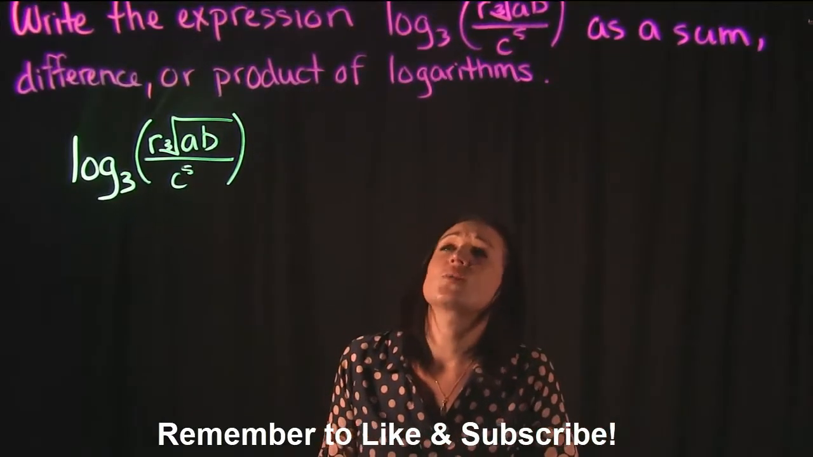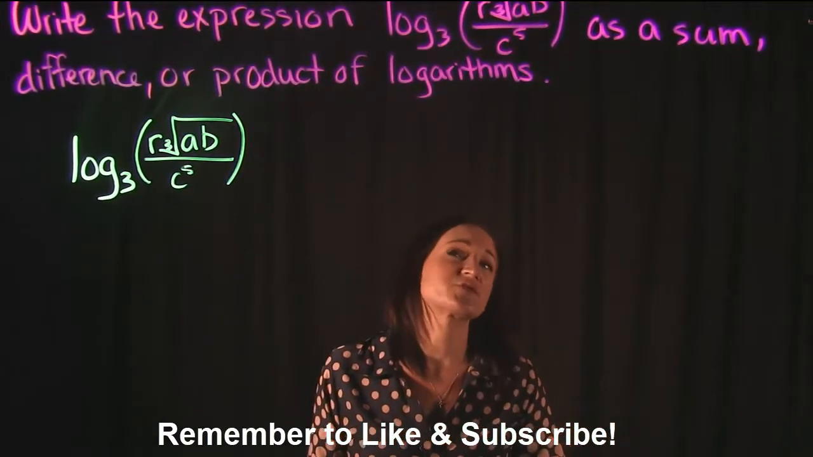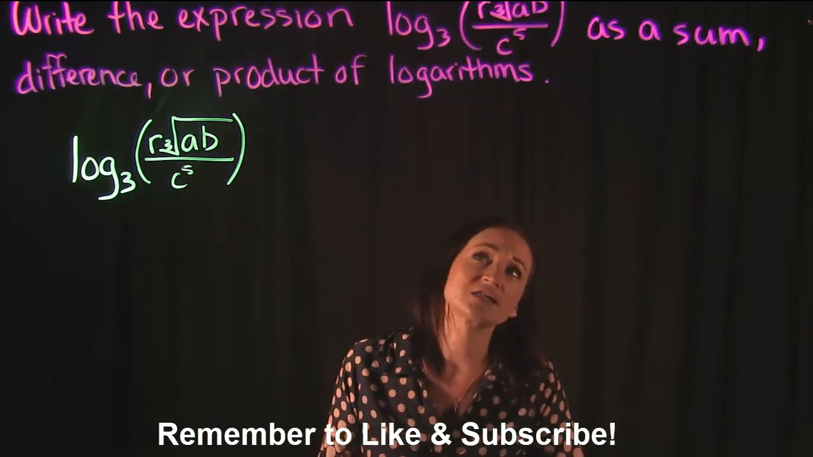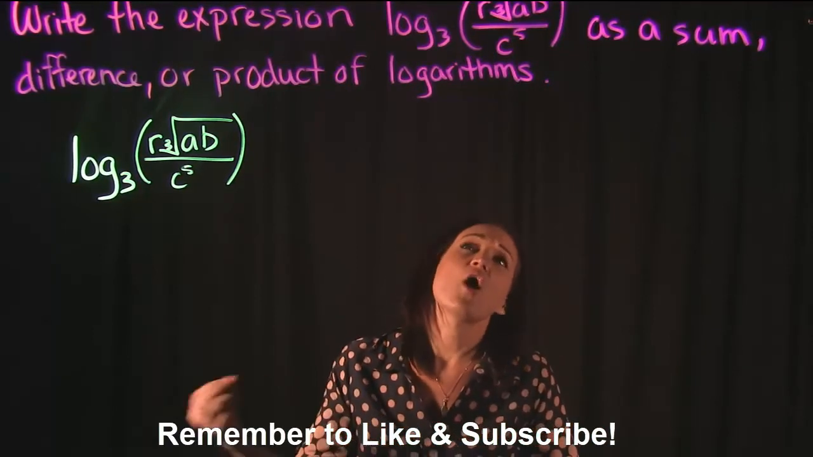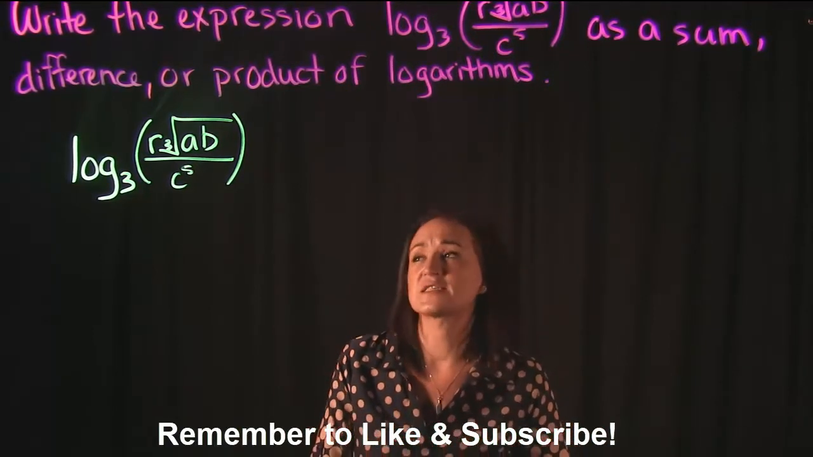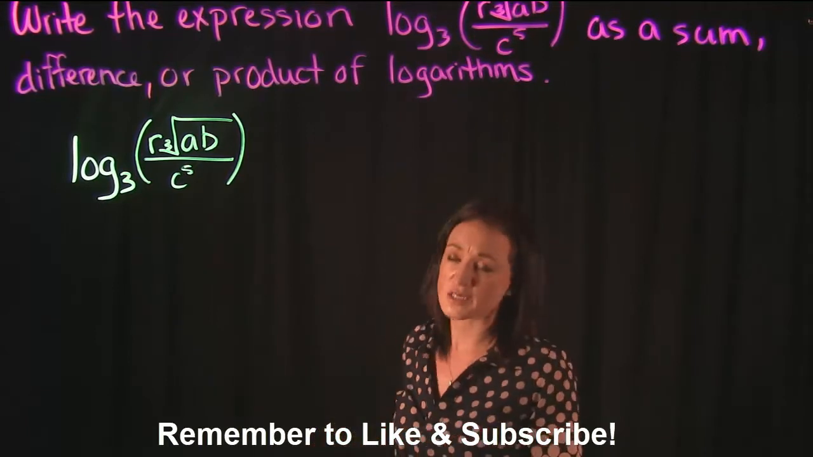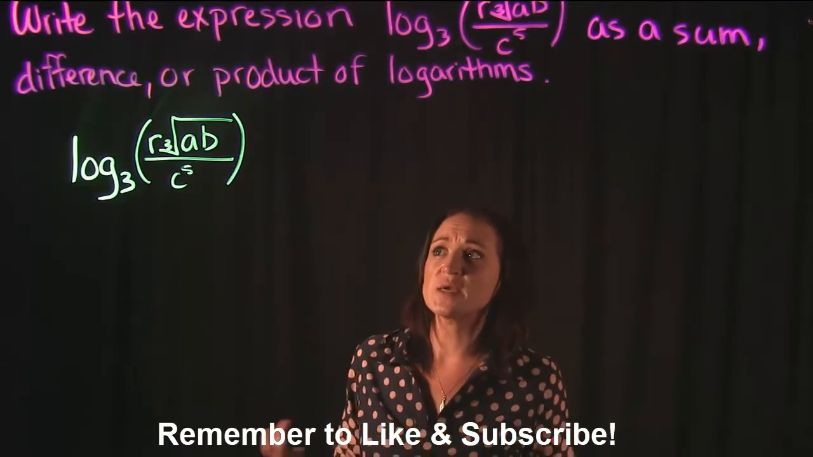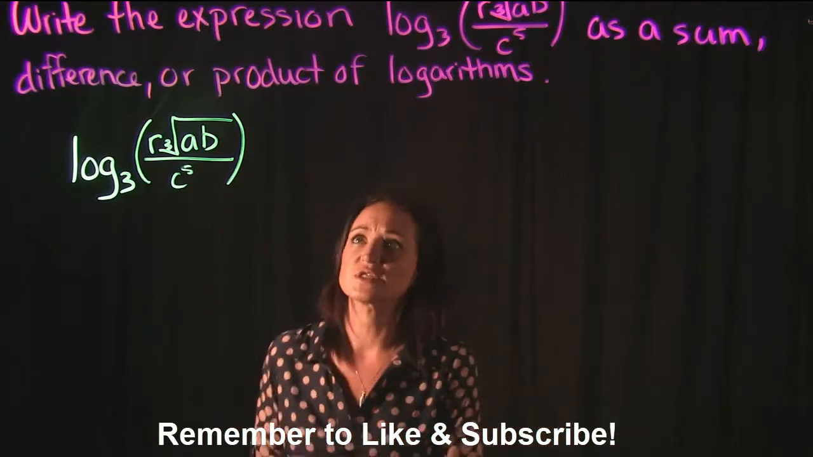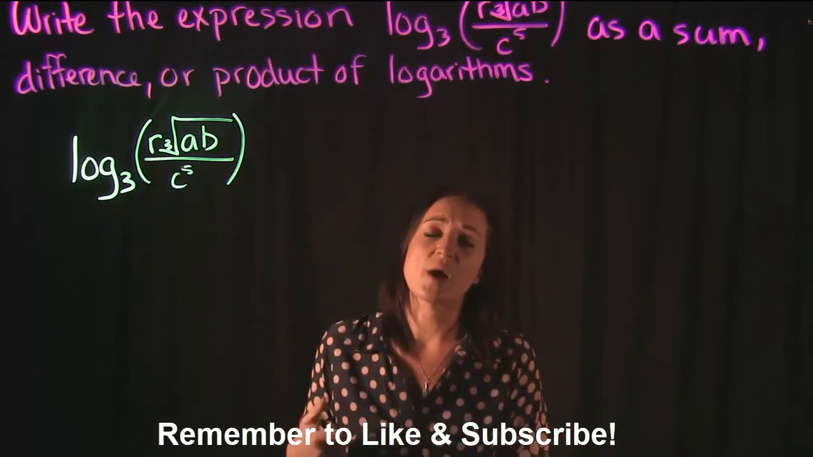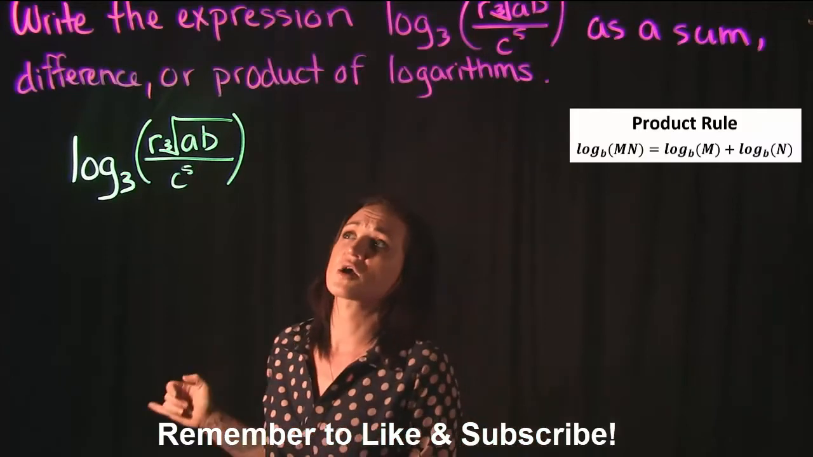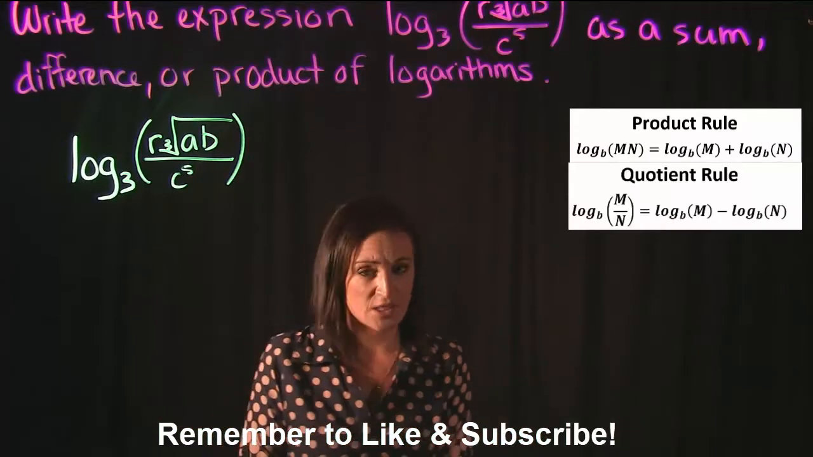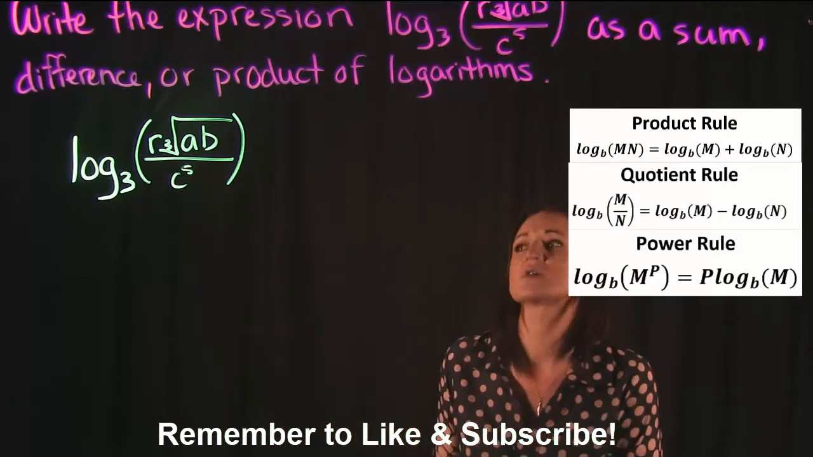So for this video, we're going to write the expression log base 3 of r times the cube root of ab over c to the fifth as a sum, difference, or product of logs. In this kind of problem, there are three properties that tend to get used. They're called the product rule of logs, the quotient rule of logs, and the power rule of logs.